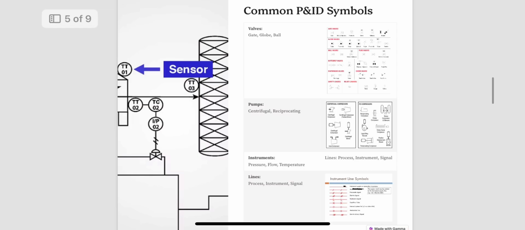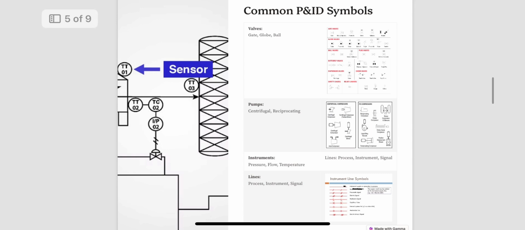Here we have a table showcasing common P&ID symbols. For valves, we use symbols like those for gate valve, block valve, and ball valve. For pumps, we might see symbols for centrifugal and reciprocating pumps. For instruments, symbols for pressure gauge, flow meter, and temperature sensor are often used. Finally, we also have different line types, such as process, instrument and signal lines.